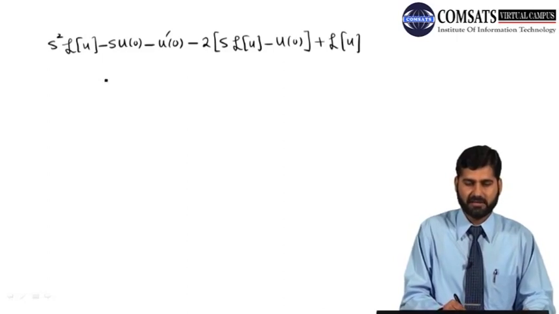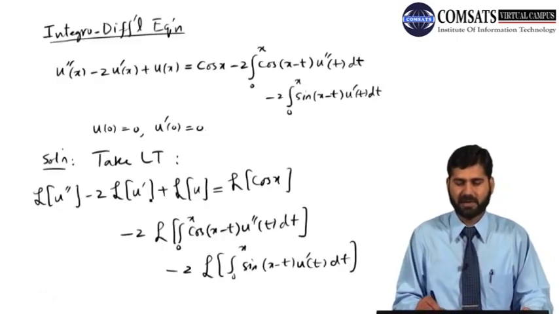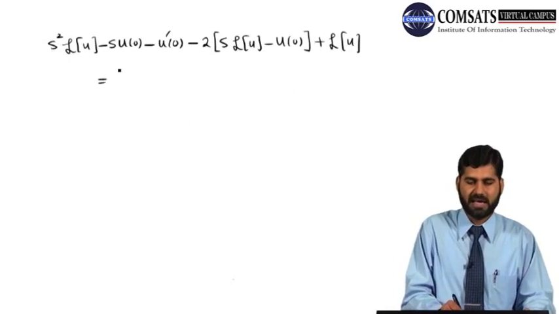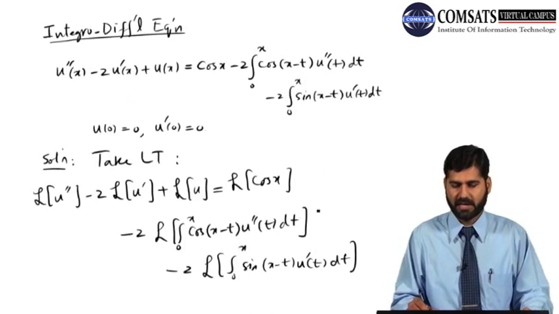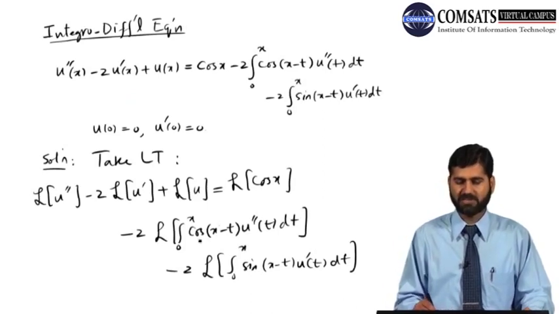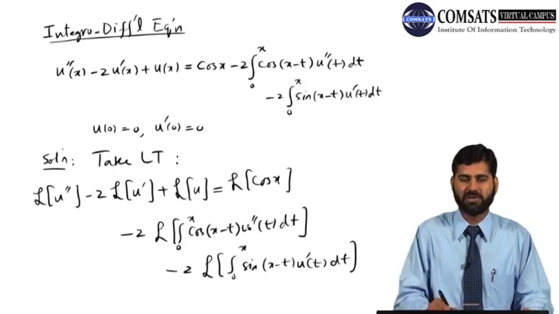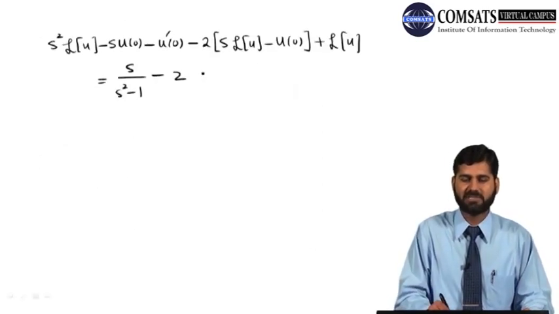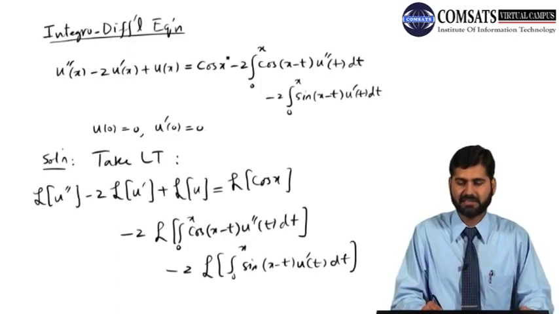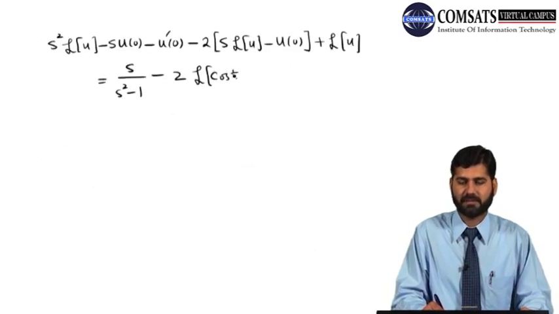All right, on the right-hand side, the Laplace transform of cosine is s over s squared minus 1. And then minus 2 times the Laplace transform of this, which is again a convolution of cosine and u double prime. So you will have a product: minus 2 times the product of the Laplace transform of cosine x and the Laplace transform of u double prime of x. So again, the Laplace of u double prime of x.